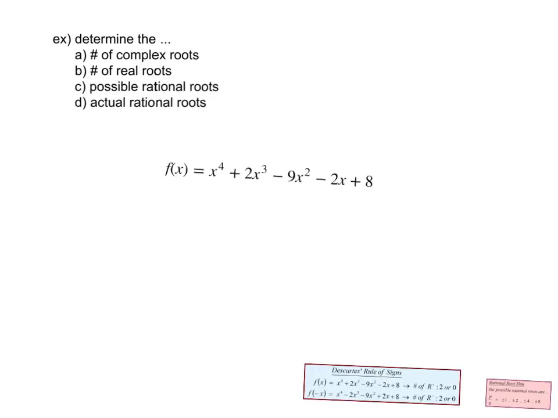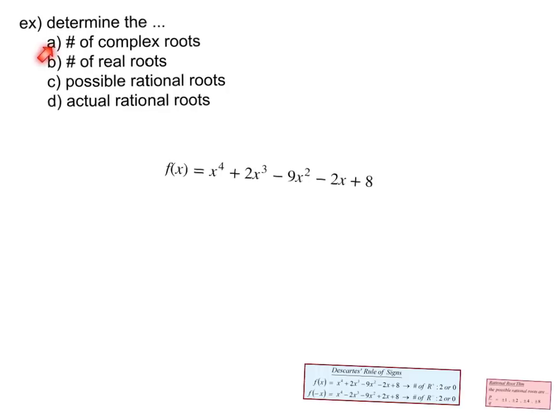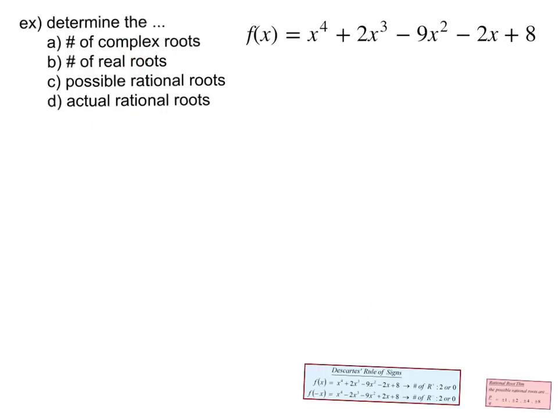Okay, let's tie it all together now. We are going to determine the number of complex roots, the number of real roots, the possible rational roots, and the actual rational roots. Everything we just went over. And we're going to do it for this function right here. We have a polynomial, a 4th degree polynomial.